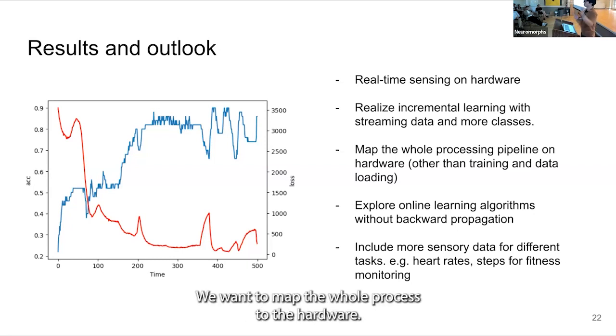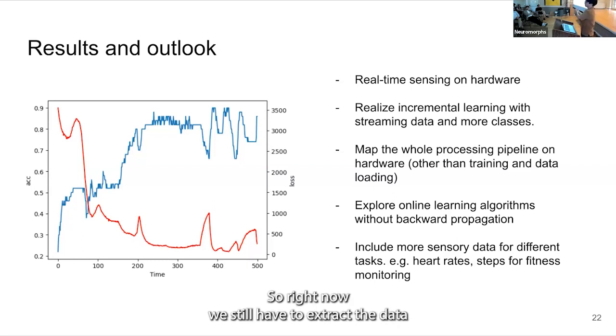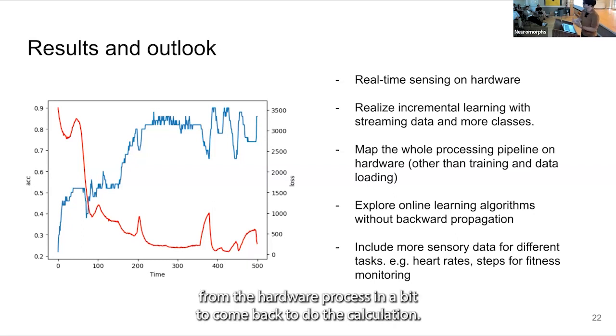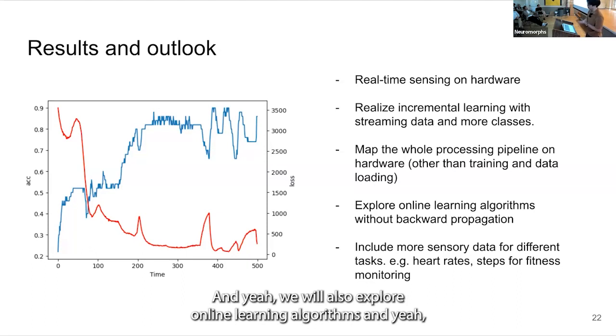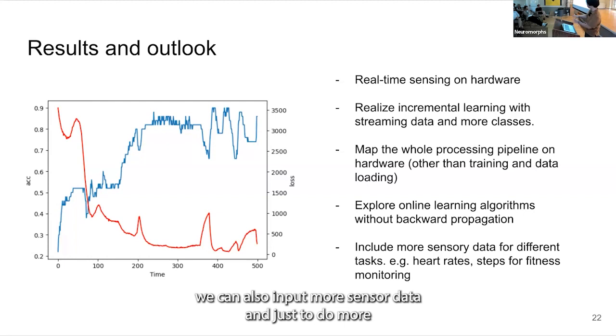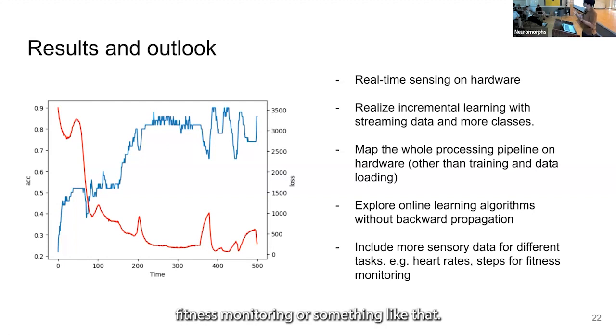Ideally, the third point is kind of similar to the first point. We want to map the whole process to the hardware. Right now, we still have to extract the data from the hardware, process it a bit, and feed it back to do the calculation. Hopefully, the whole process could be done on the chip. We also want to explore more online learning algorithms, and we can include more sensory data to do more fitness monitoring or something like that.